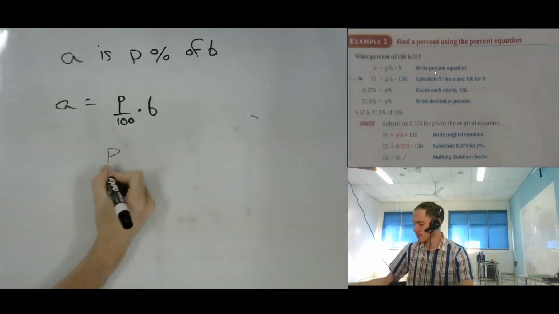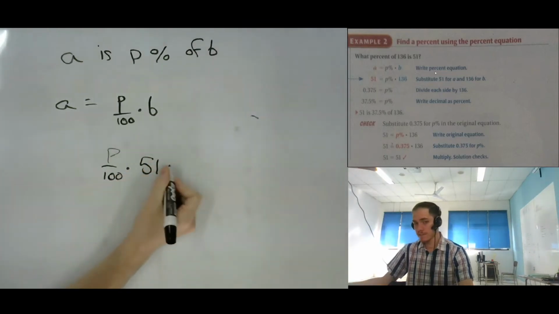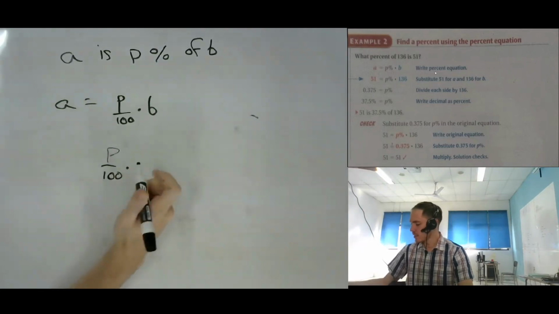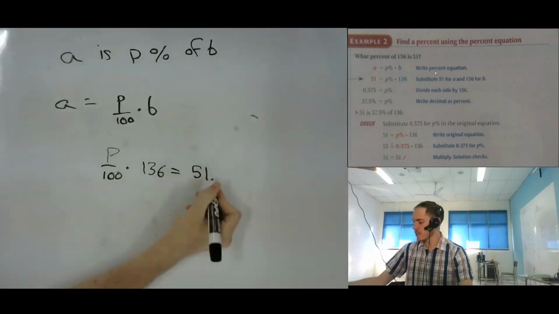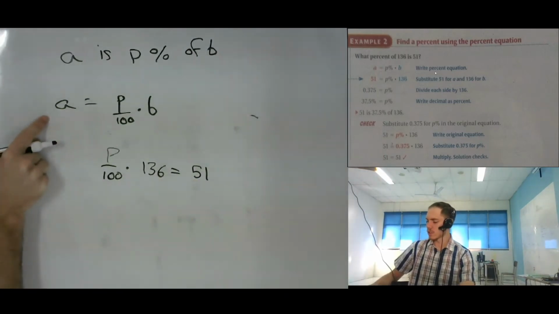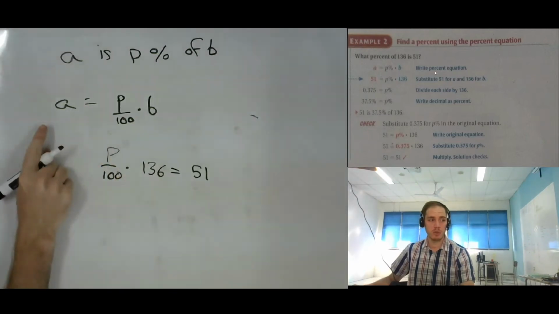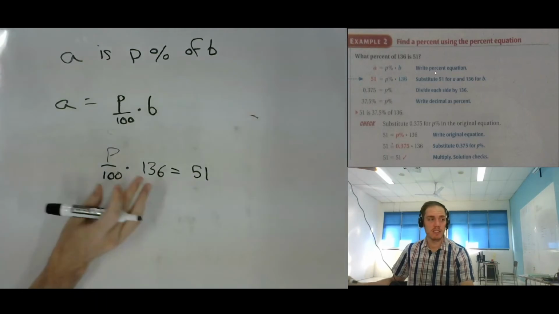So, P over 100 times 136 is 51. Now, notice they do it in this order. It doesn't really matter the order. They're equal statements. It's just moving it. And then you can solve this.